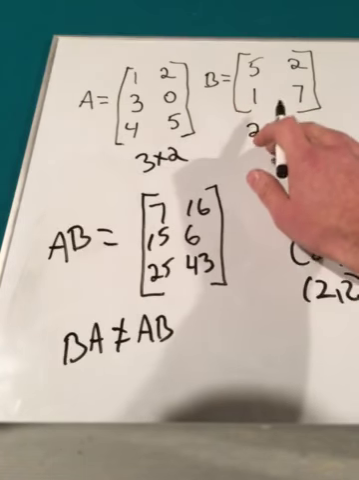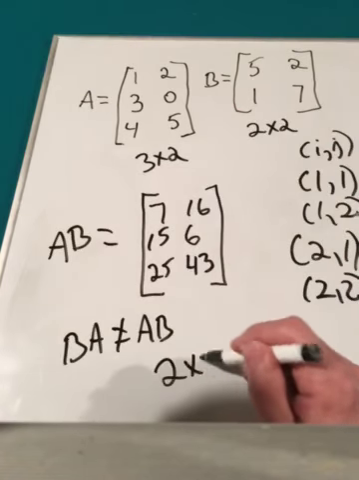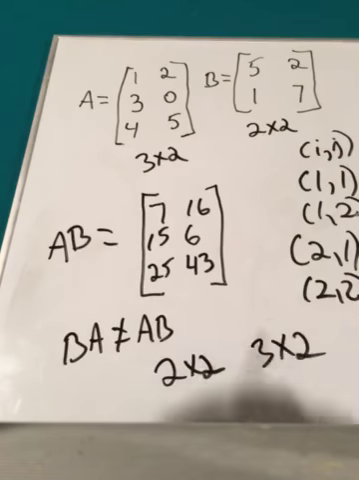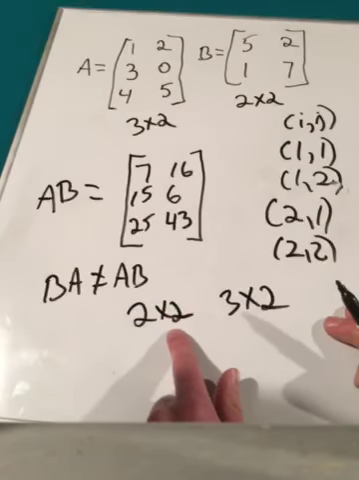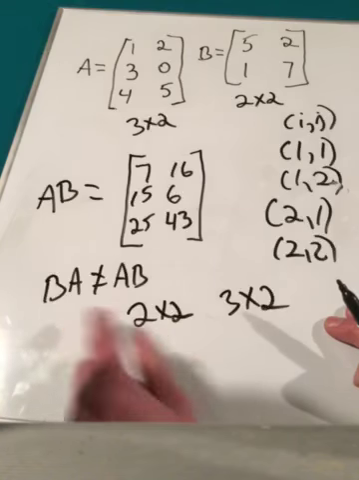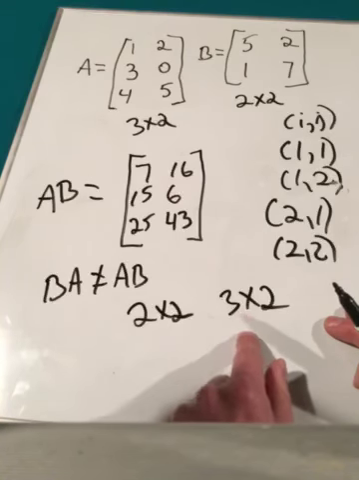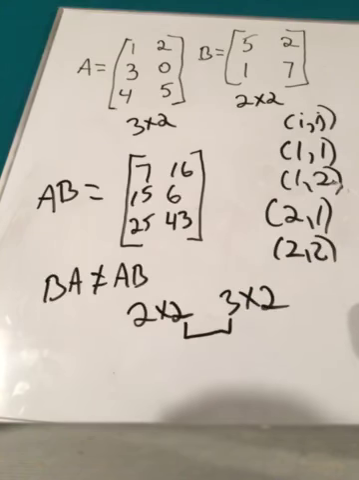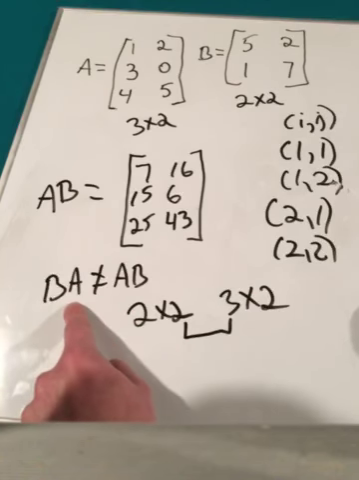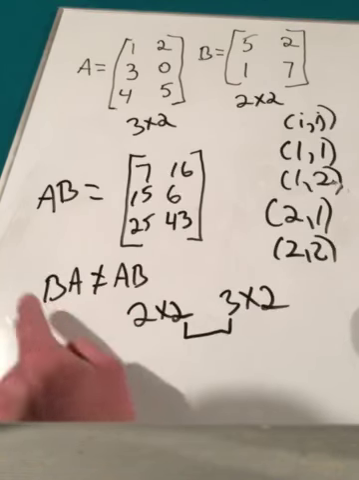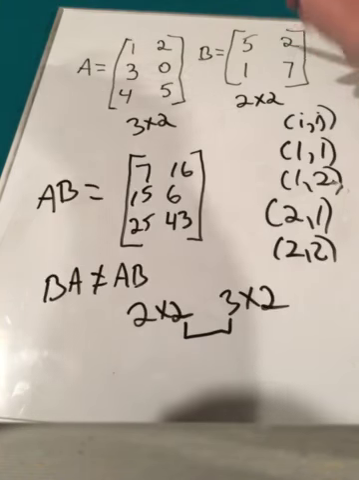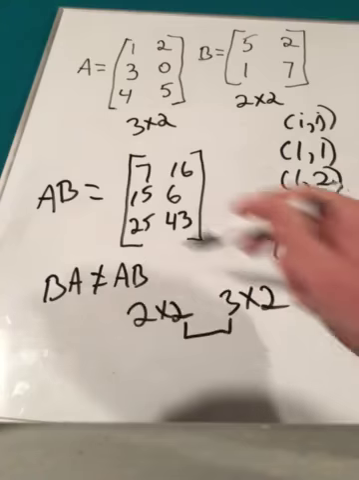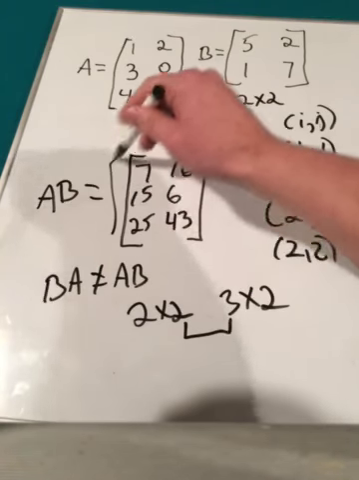Well, matrix B is a 2 by 2, right? And matrix A is a 3 by 2. Well, the columns of B don't match the rows of A. These inner numbers don't match up, so BA doesn't exist. You cannot multiply matrix B times A. But matrix A times B, that's pretty simple, and we got AB right here.